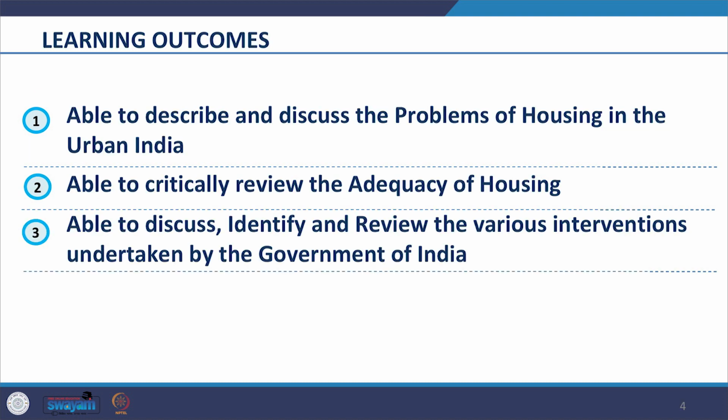So the learning outcomes expected from you include, after completing this course, you should be able to describe and discuss the problems of housing in urban India. You should be able to critically review the adequacy of housing, what adequate housing means, and in which state we are. Further, you should be able to discuss, identify, and review various interventions undertaken by the Government of India.